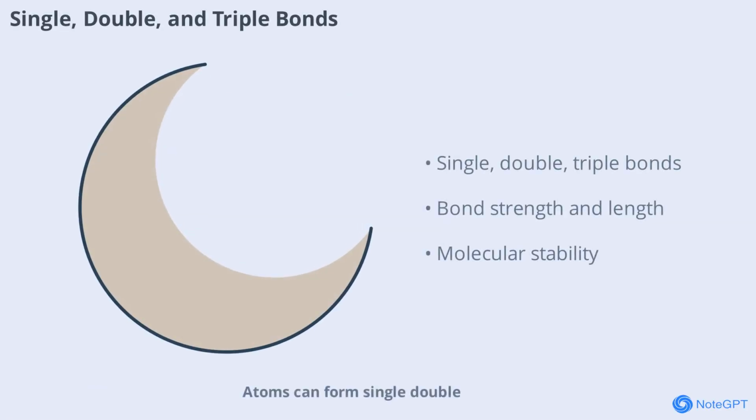Atoms can form single, double, or triple bonds depending on how many pairs of electrons they share. A single bond involves one pair of shared electrons, a double bond has two pairs, and a triple bond has three. Each type of bond has different strengths and lengths, with triple bonds being the shortest and strongest. The type of bond affects the molecule's stability and reactivity, influencing how it behaves in chemical reactions.